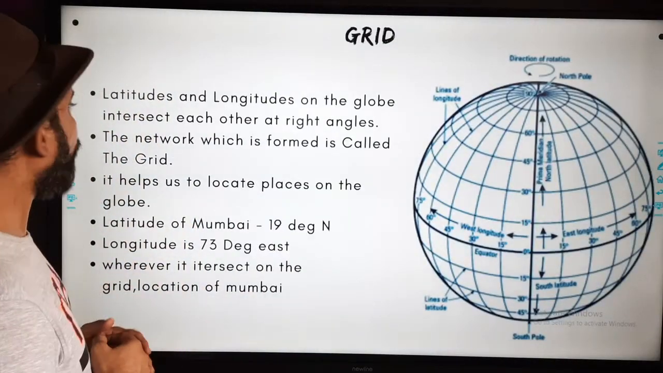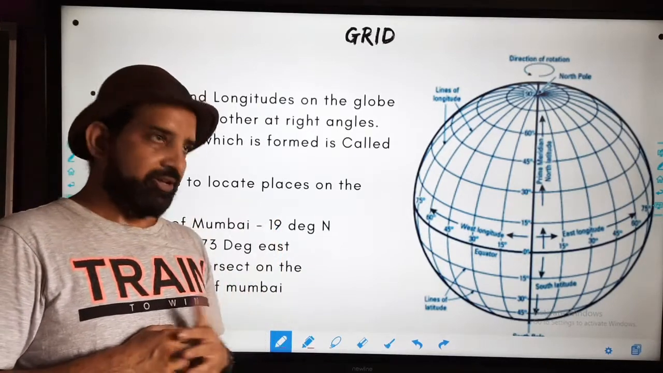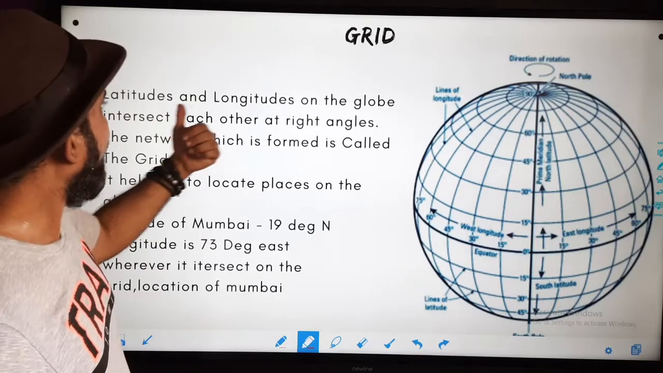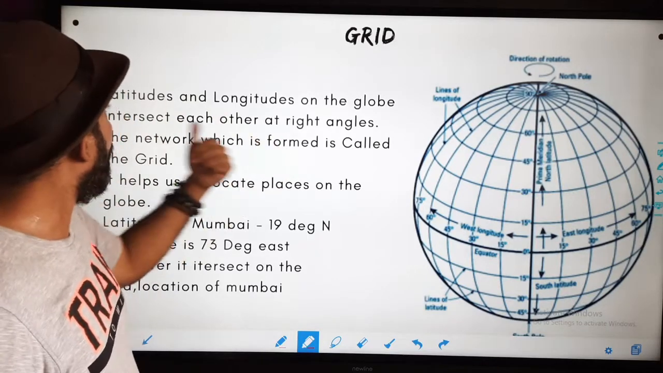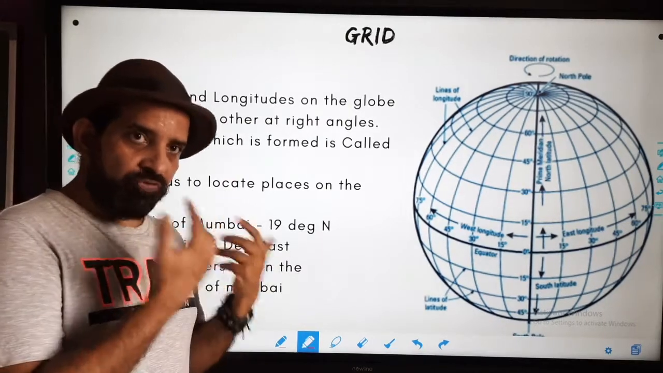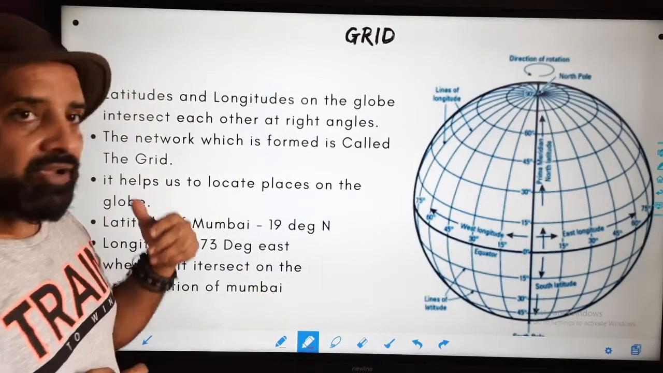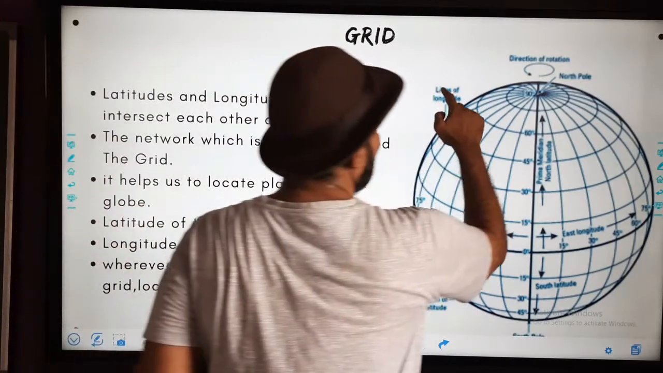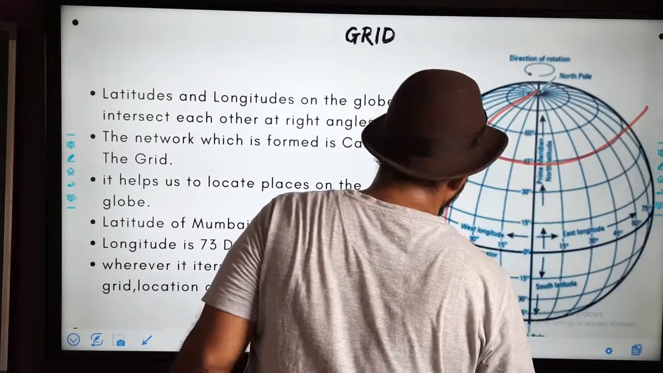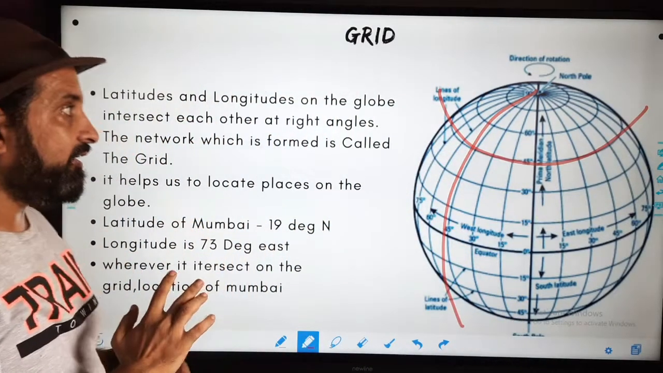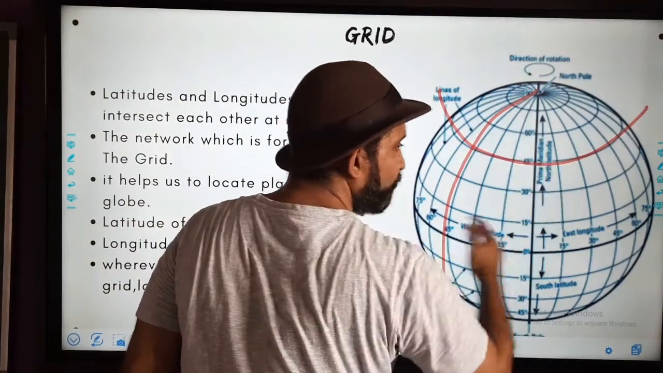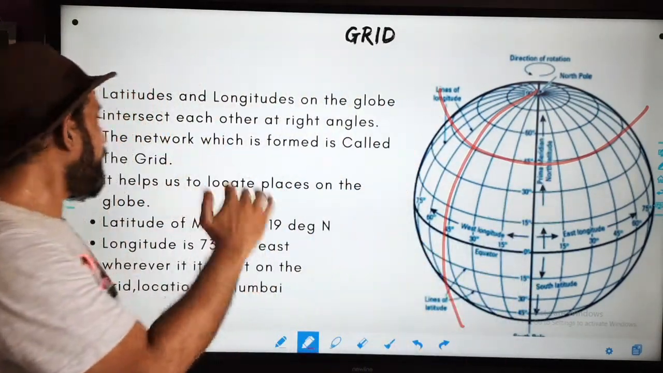Now we come to the last topic of the chapter, which is called grid. Now let me explain to you what a grid is. Latitudes and longitudes on the globe intersect each other at right angles. The network which is formed out of this intersection is called grid. So let me explain. A latitude and a longitude intersect each other at 90 degrees. Now the network which is formed, can you see the network here of latitudes and longitudes intersecting each other, is called a grid.